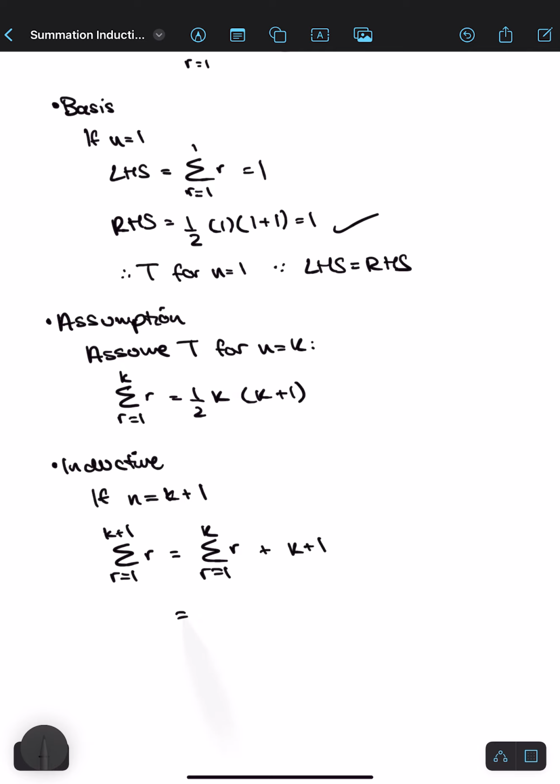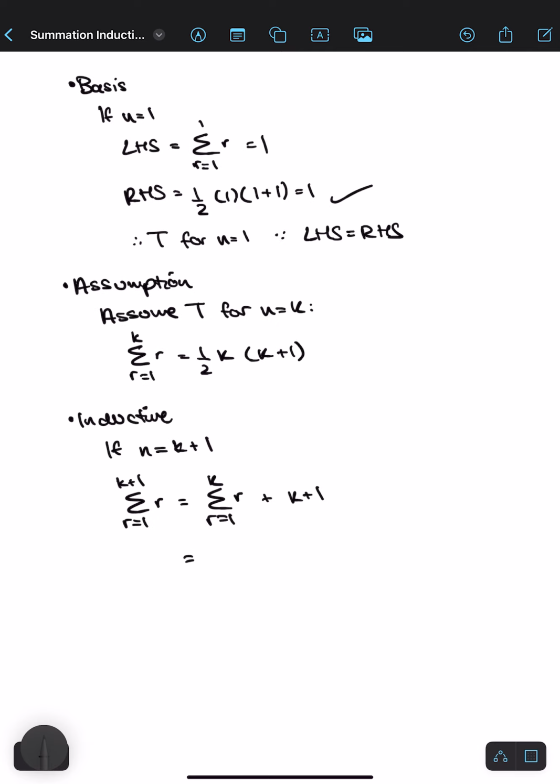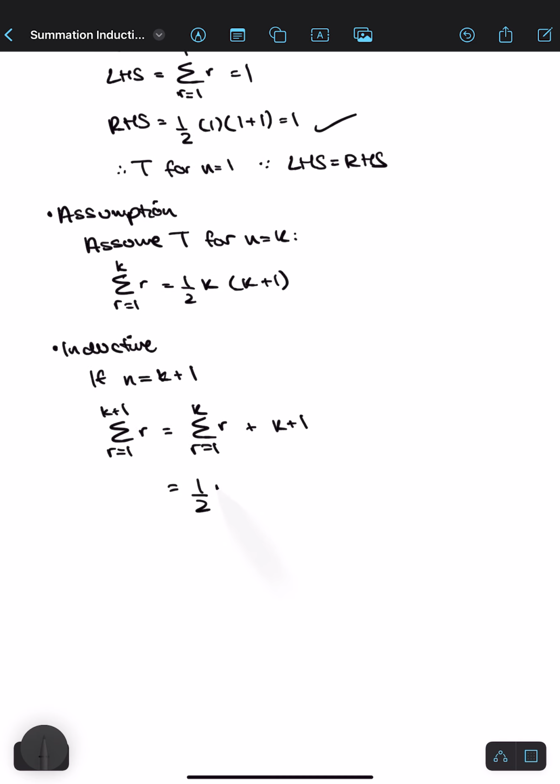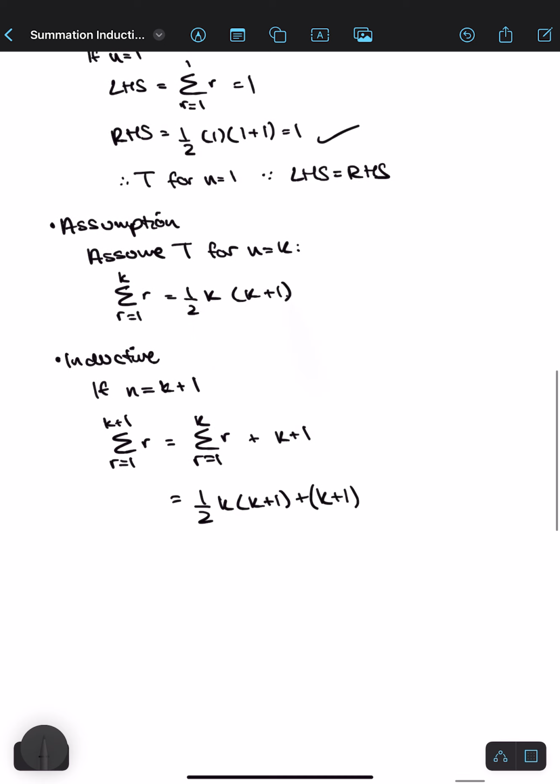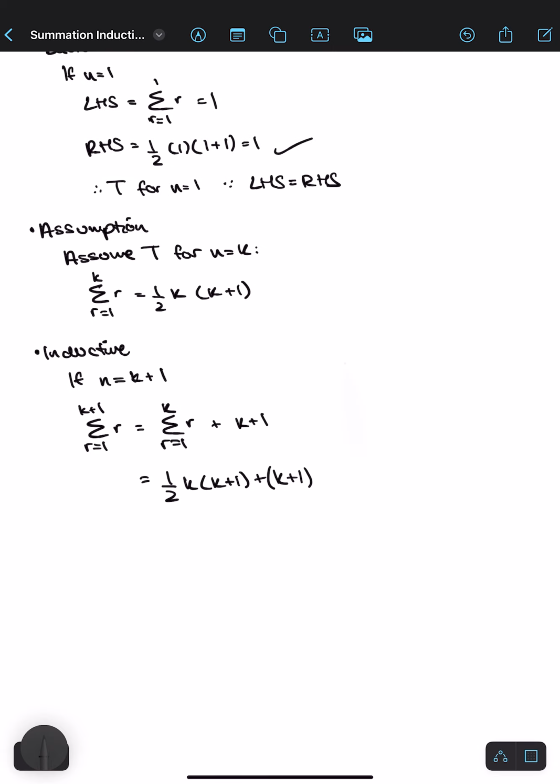We know from our assumption that this summation is equal to a half k times k plus 1. So let's just replace it. Half k times k plus 1, plus k plus 1. Now, we need to basically rewrite this formula with k plus 1 instead of k. So we know our goal, and we can just put our goal to our side. A half k plus 1 times k plus 1 plus 1 we'll write as k plus 2. So we know what we're working towards.